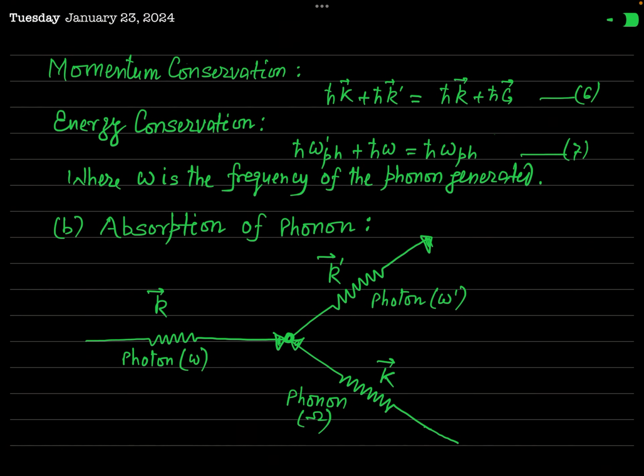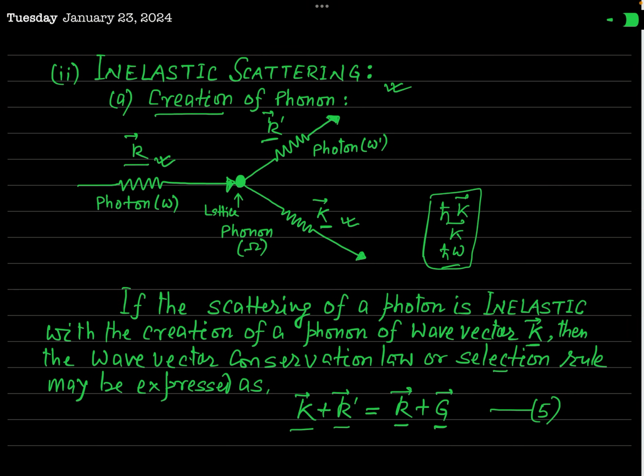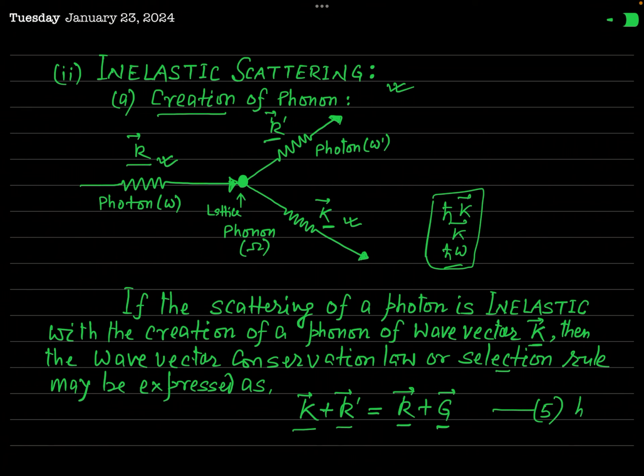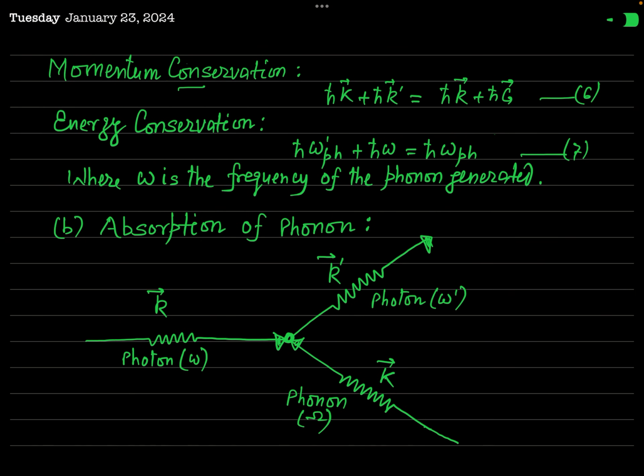Okay, now if your aim is to express the momentum conservation law, you can simply multiply this equation 5 with h bar. When you multiply equation 5 with h bar, then you will get an equation which actually gives the momentum conservation. So the momentum conservation reads like this: h bar k plus h bar kappa dashed equals h bar kappa plus h bar g. This equation actually gives the momentum conservation law.